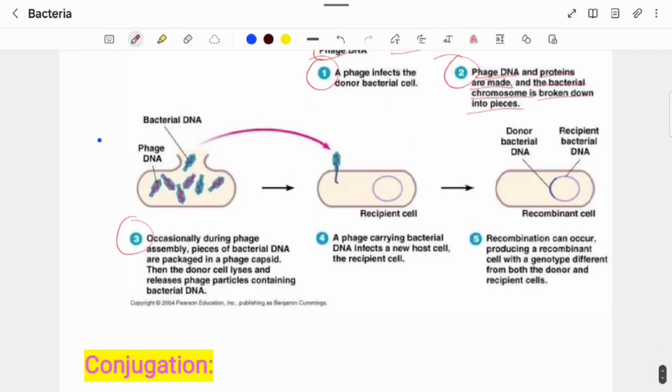Step 3. Occasionally, during phage assembly, pieces of bacterial DNA are packed in a phage capsid. Then, the donor cell lyses and releases phage particles containing bacterial DNA. This is lysis part. And step 4, a phage carrying bacterial DNA infects a new host cell, the recipient cell, followed by a recombination that can occur producing a recombinant cell with a genotype different from both the donor and recipient cells.